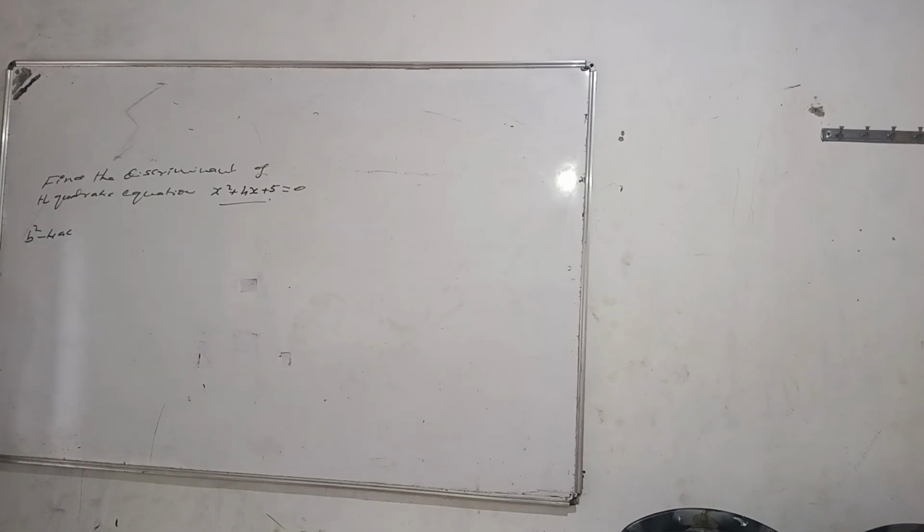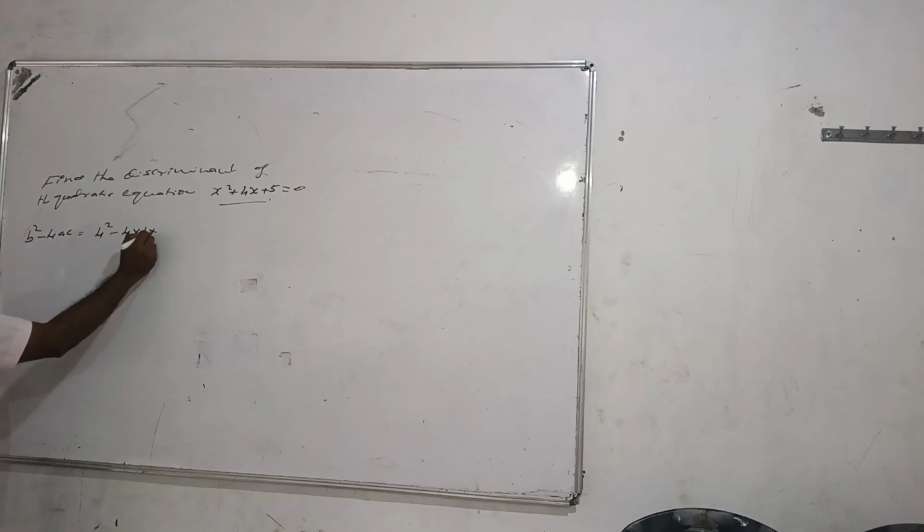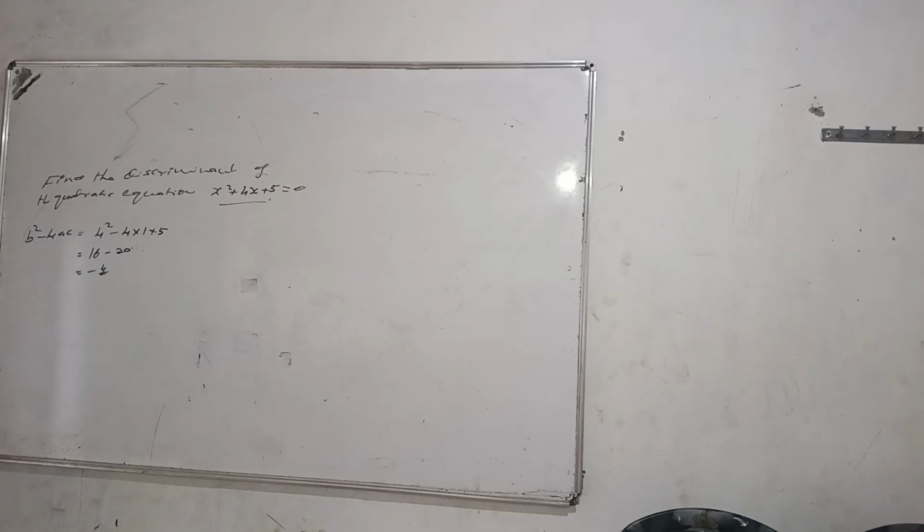B square minus 4ac equal to b square, that is 4 square, minus 4 into a, 1, into c. 4 square is 16, minus 4 into 5 is 20. So here minus 4 you got. So here b square minus 4ac is less than 0. So there are no real roots for this equation because b square minus 4ac is less than 0.